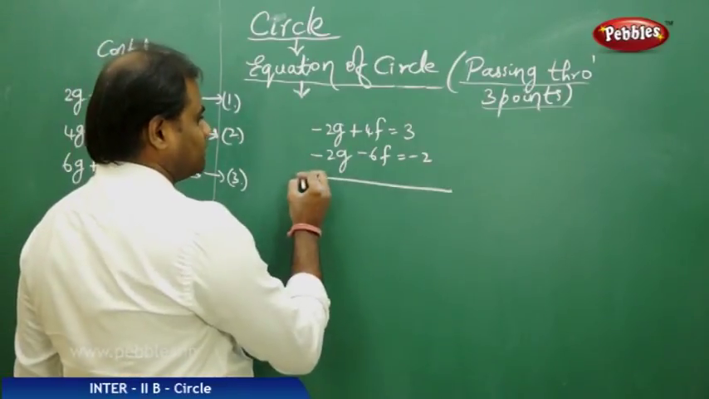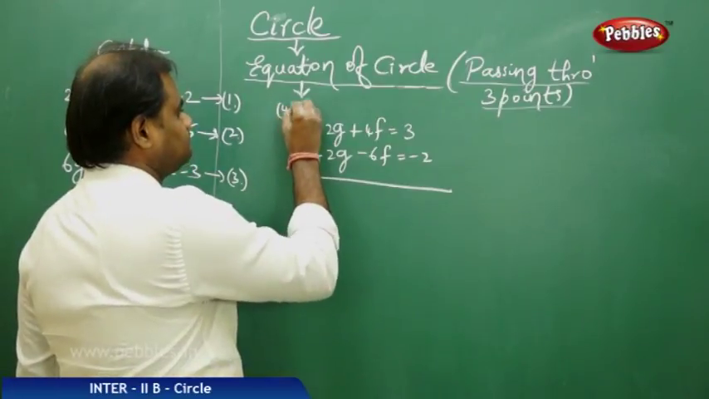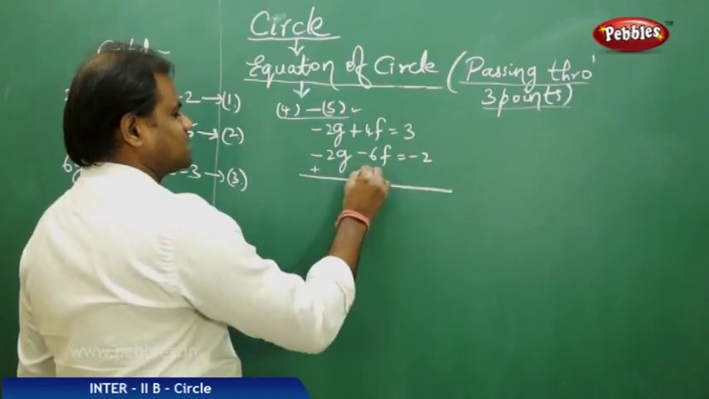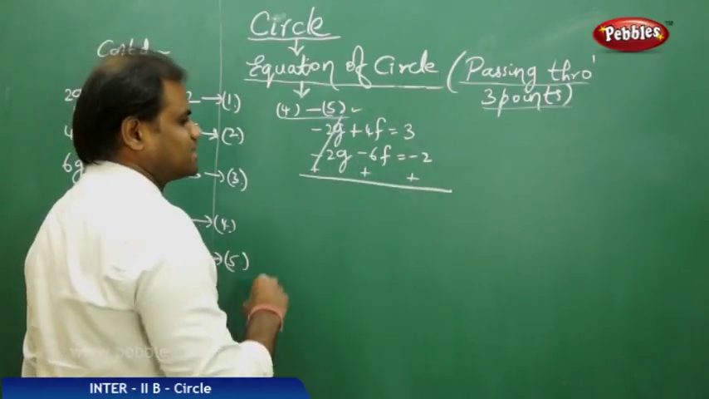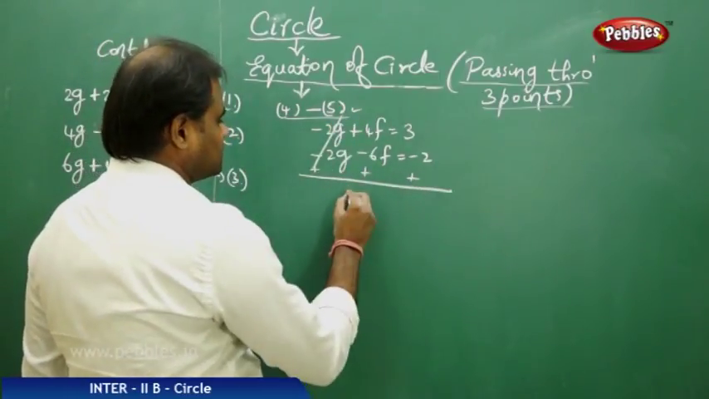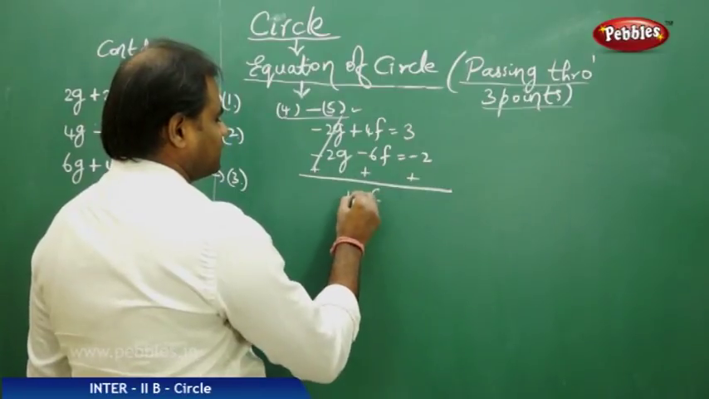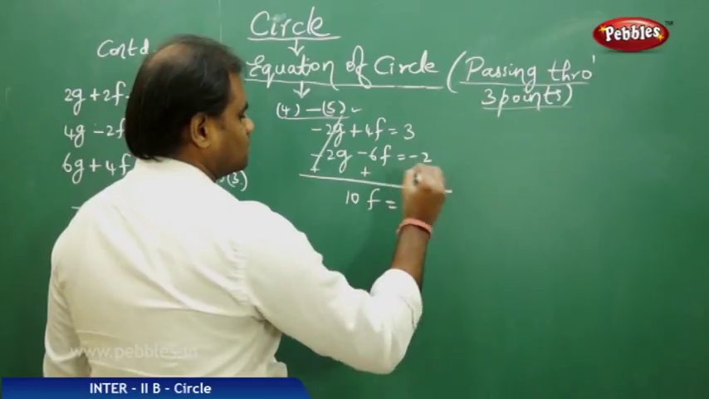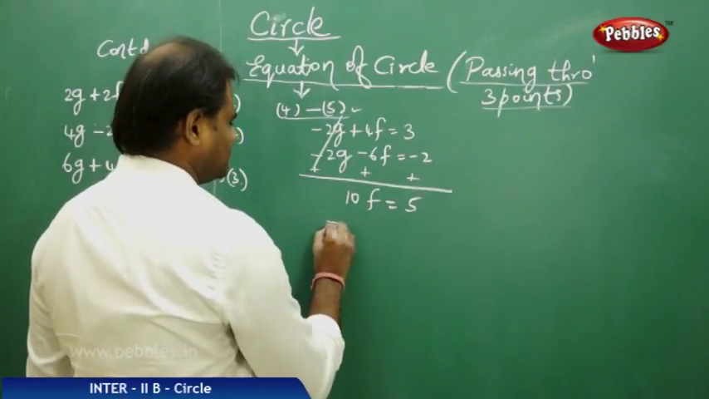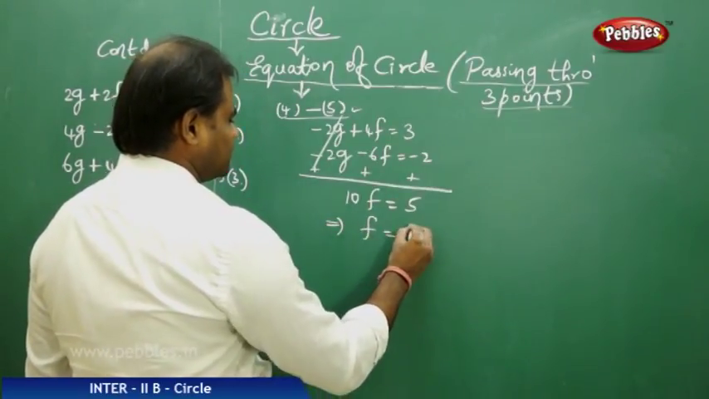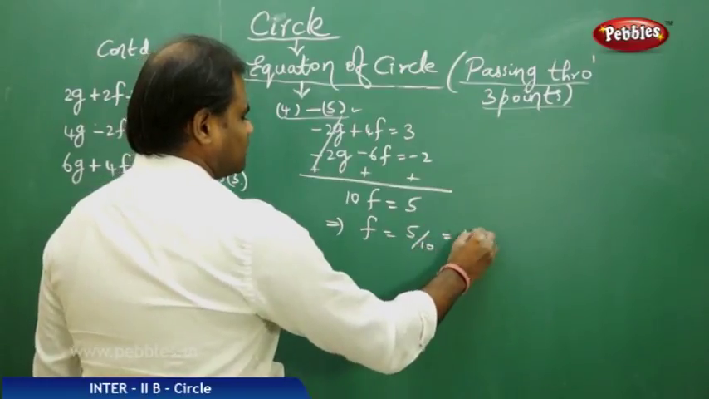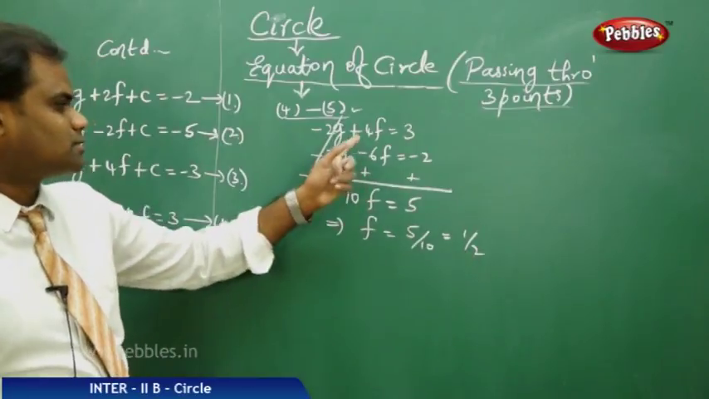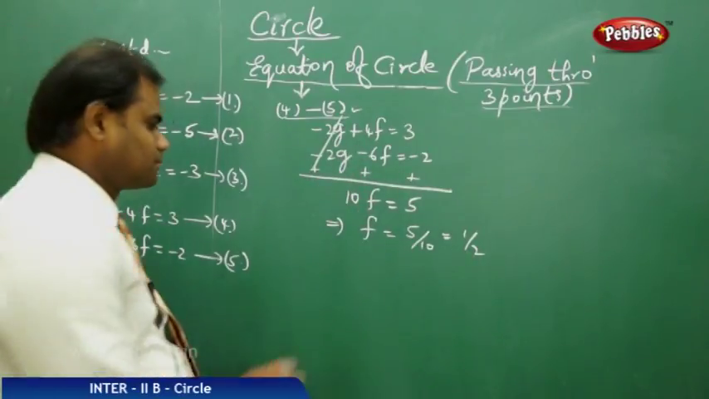So therefore here, when I subtract 4 minus 5, I get plus, plus, plus, and this gets cancelled, and I get 6f plus 4f, which is 10f, that is equal to 3 plus 2, which is 5. Therefore, my f is 5 over 10, that is 1 over 2. So f is 1 over 2, which on substitution gives me g.